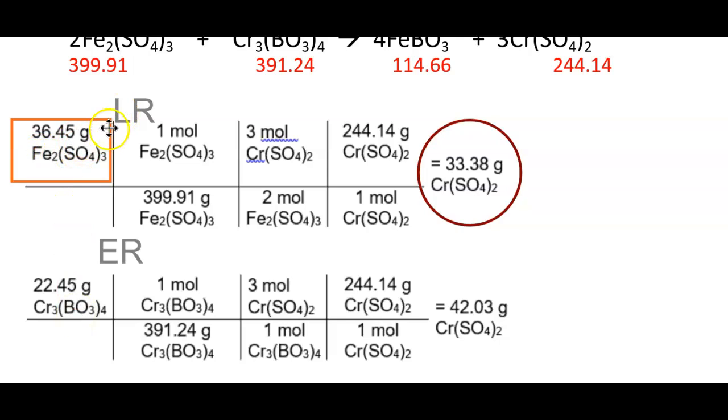So iron sulfate is my limiting reactant because it produced the least amount when I compared both of my starts to the same comparison point. I took these two to the same comparison point. Smallest amount tells me what my limiting reactant is. This cannot be a limiting reactant because it is not a reactant. A limiting reactant is a start. So this is my limiting reactant because it produced the least amount.